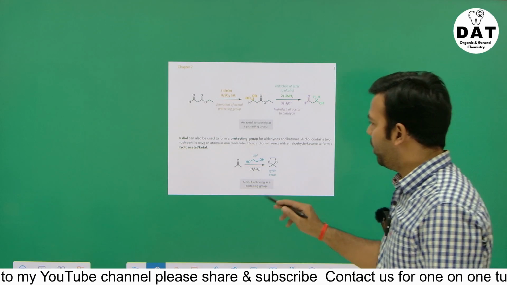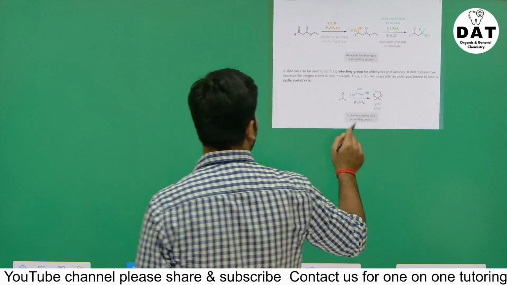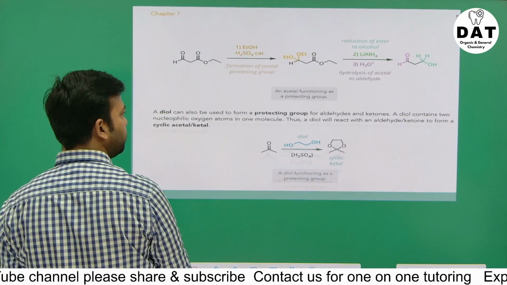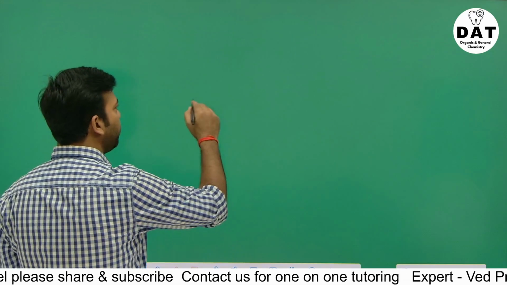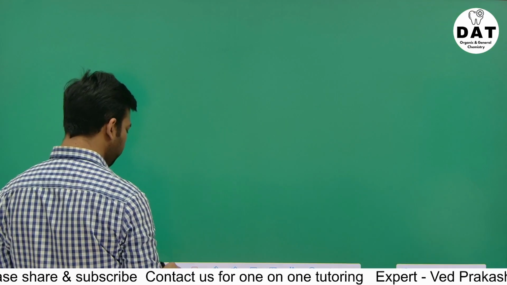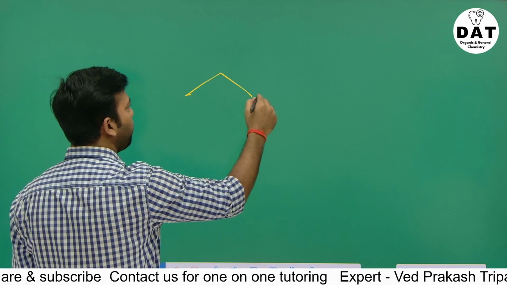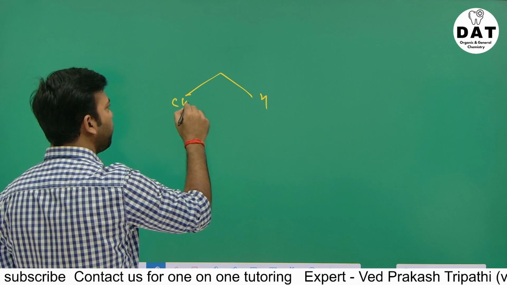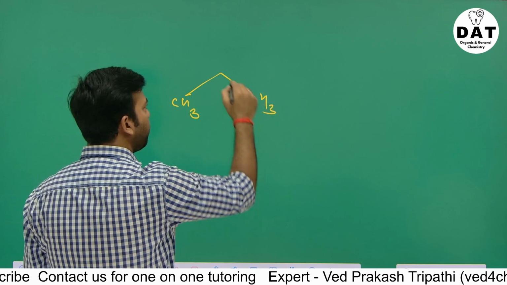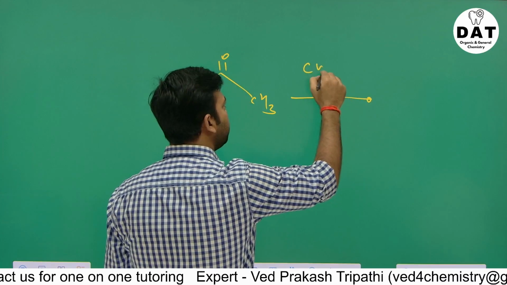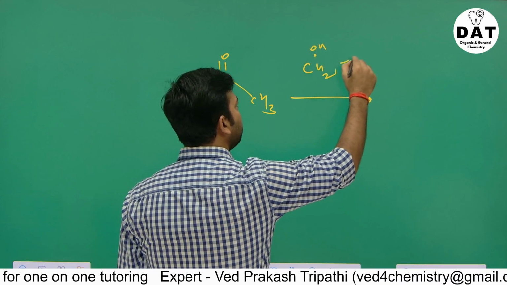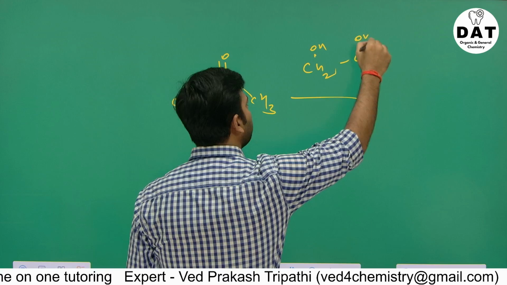This is very important, the protecting group. Look at here. I can discuss this one in this way. Suppose you have a ketone molecule and we are using this diol, CH2OH, ethylene glycol, also called as.